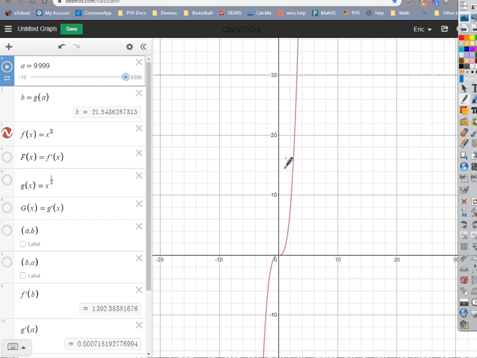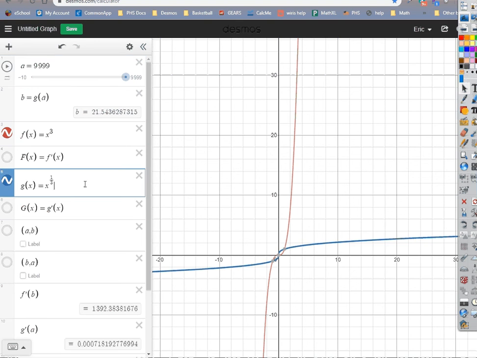Okay, so there's f of x, right? That's our cubic function. Everybody agree? Yeah. Okay, I've defined g of x. Well, g of x is just the inverse of f of x. So there it is. It's x to the 1/3. Does that make sense? Do they have the right kind of symmetry? Yes, they do. They're reflective symmetry over the line y equals x, right?